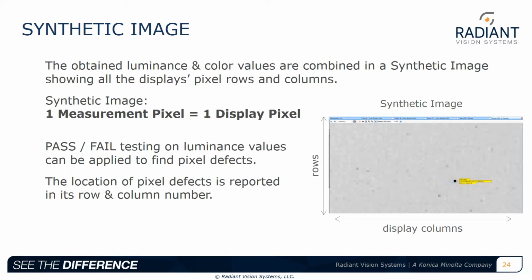What this does allow is a simple pass-fail detection based on dead pixels. The image on the lower right here represents a pixel in the synthetic image that is dead compared to its neighbors, or much dimmer.